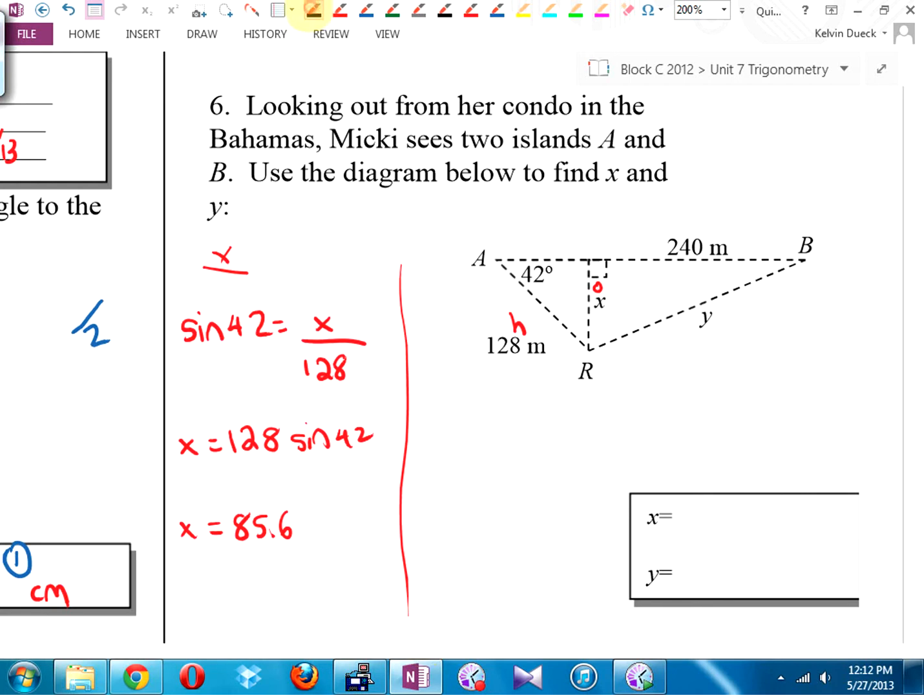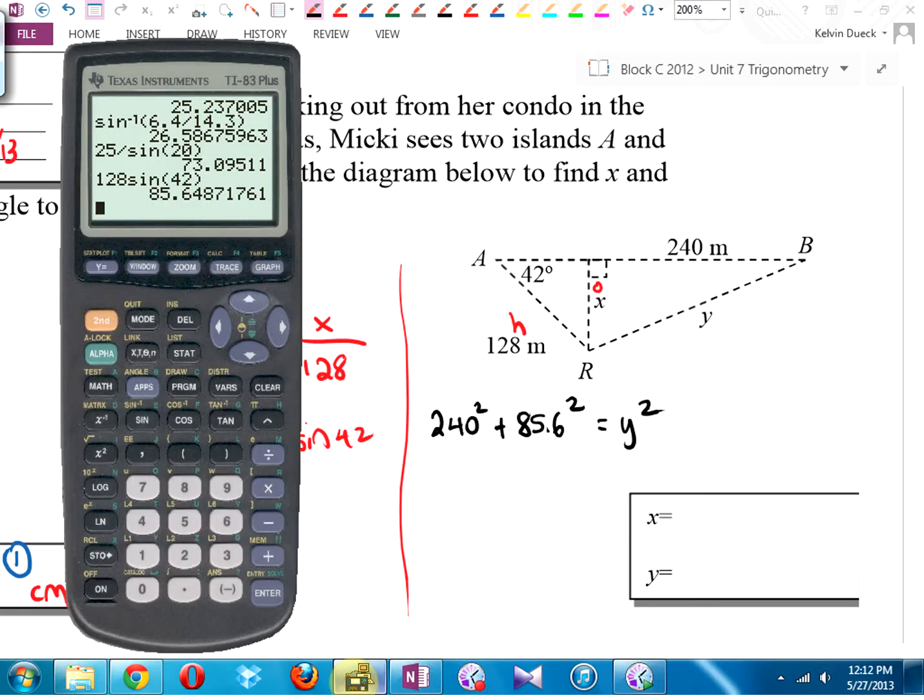Now, I'm going to find Y. If I look over here, I can use Pythagoras. I can go 240 squared plus 85.6 squared equals Y squared. Except I'm not actually ever going to use 85.6, since I have this number stored on my calculator and it's really accurate to like 50 decimal places, I'll use this one. I'll go 240 squared plus my previous answer squared.